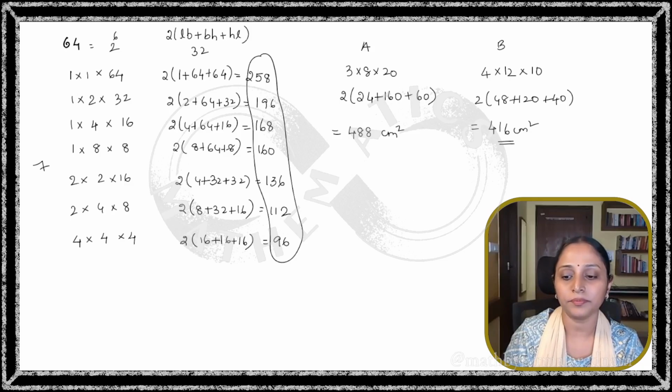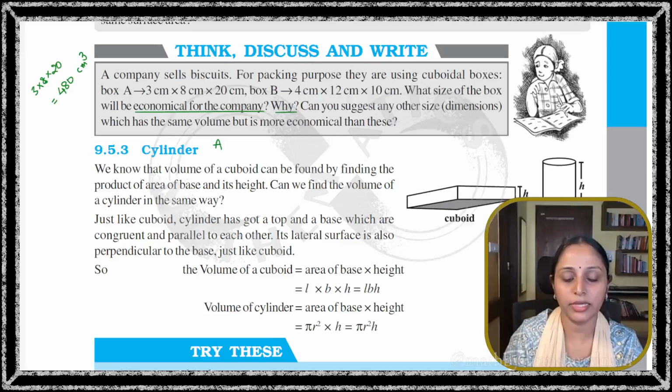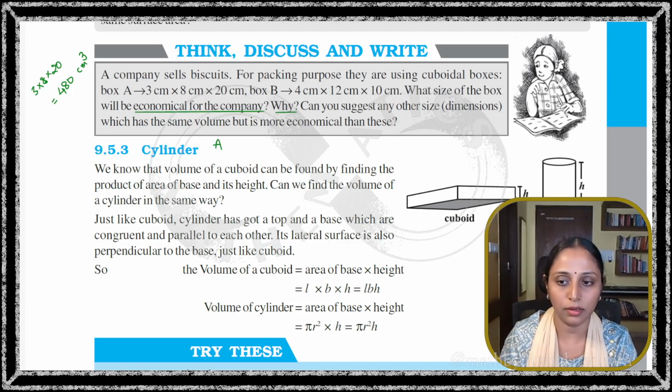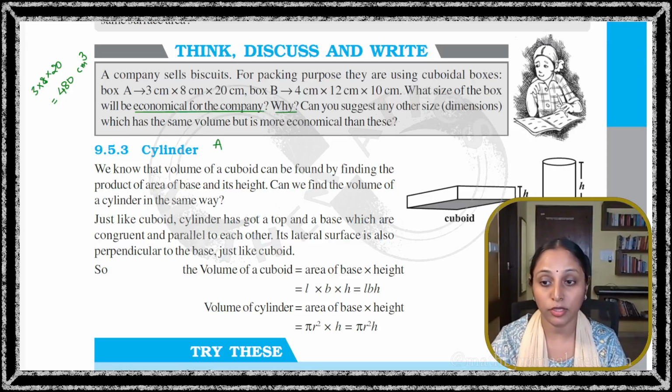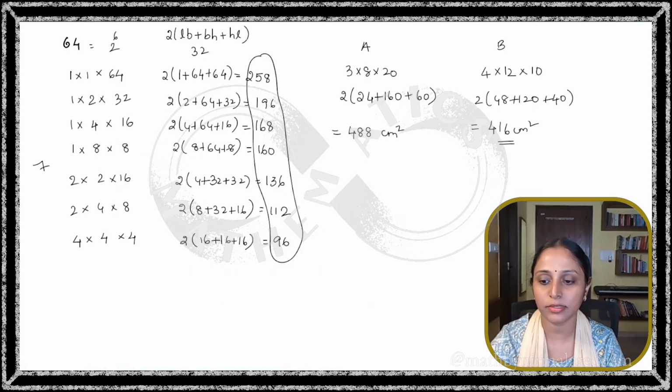Now in the question they are asking, is there any other box which is even more economical than these two? In order to answer this question, you need to list down all the possible arrangements of the factors of 480, write 480 as a product of three factors, and see which one gives you the least surface area. That is how we are going to proceed. That exhaustive list is going to take quite some time, but let us discuss an approach at least.